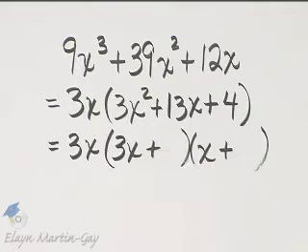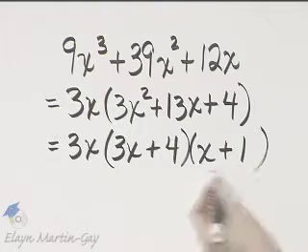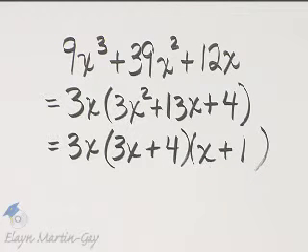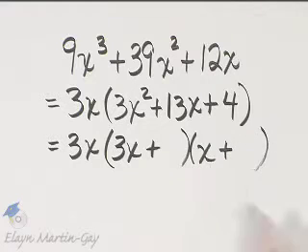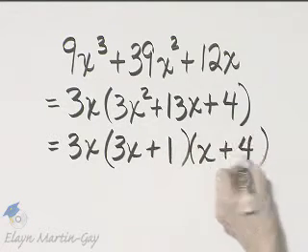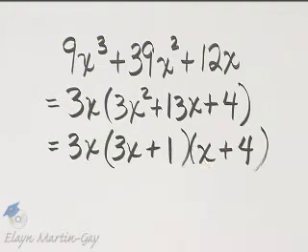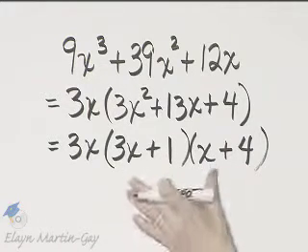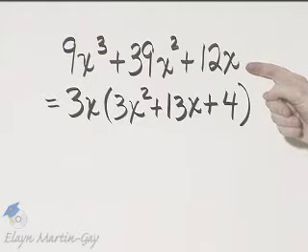Let's try 4 and 1. Outside product gives me 3x plus 4x, that's 7x. I'm going to switch the 1 and the 4 then and see if that helps. The outer product is 12x, inner product 1x, that gives me 13x, and here is my factorization.